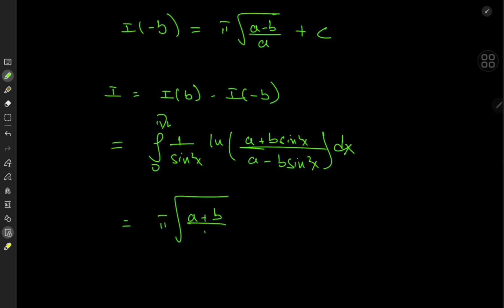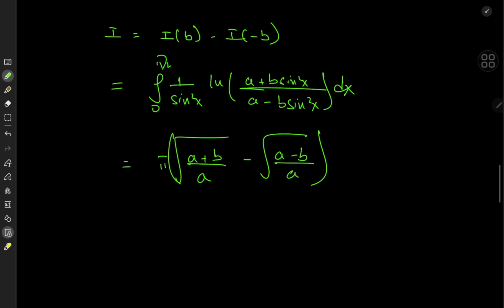So since we just have to subtract these two results, we get pi factored out, and we're left with root a plus b over a. So yeah, it was a being positive indeed. Minus root a minus b over a plus a constant of integration minus that same constant of integration, and there you have it. We have the result for I as a function of both parameters a and b.